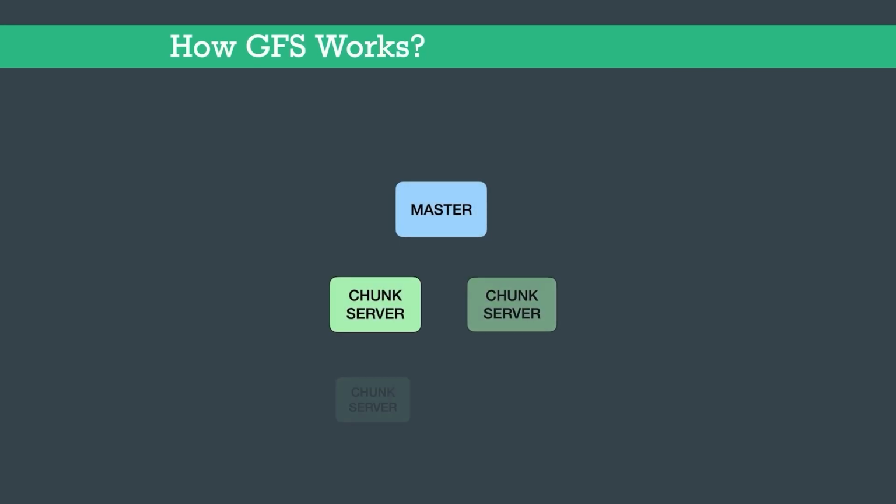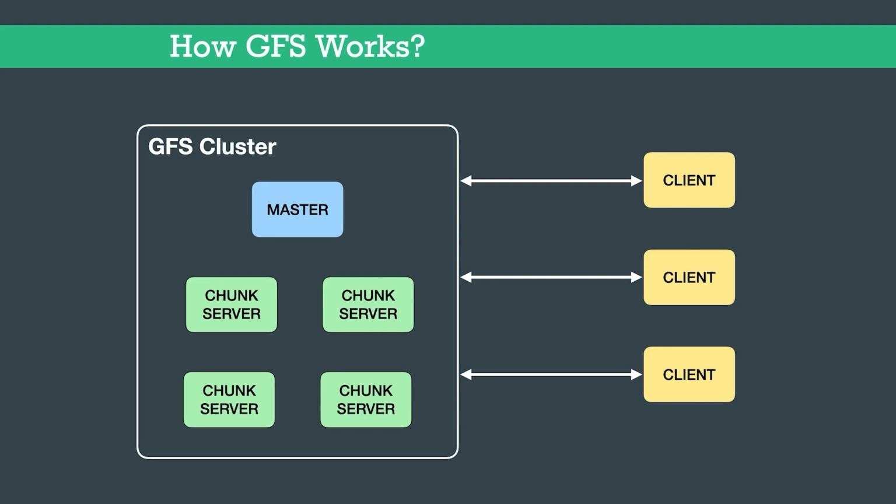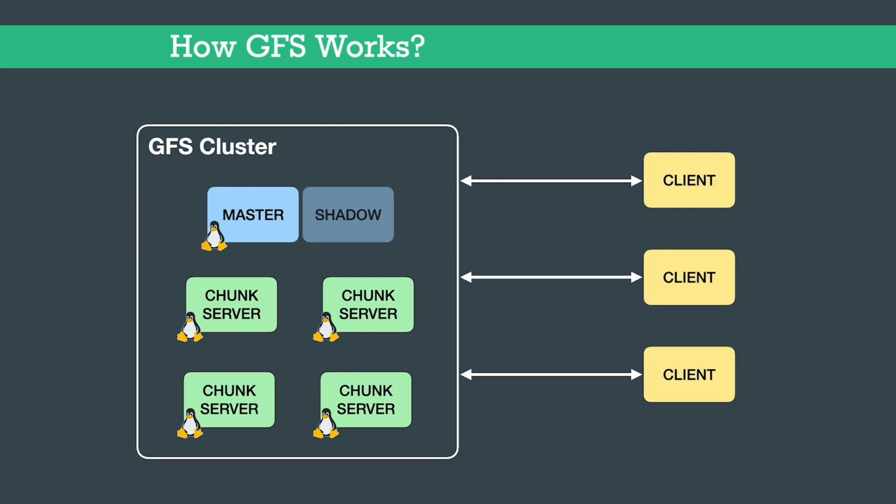A GFS cluster consists of a single master node and multiple chunk servers, which can be accessed by multiple clients. Each machine in the GFS cluster is a commodity Linux box running a user-level server process, and it's possible to run both client and chunk server on the same machine. There is also a shadow master that comes into play when the real master fails. We will talk about this later.